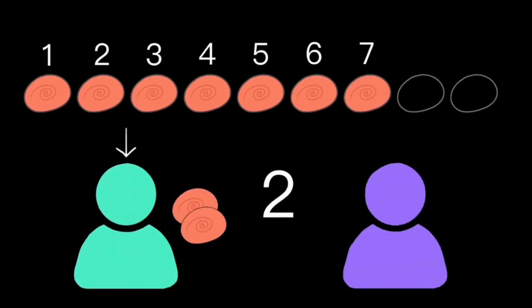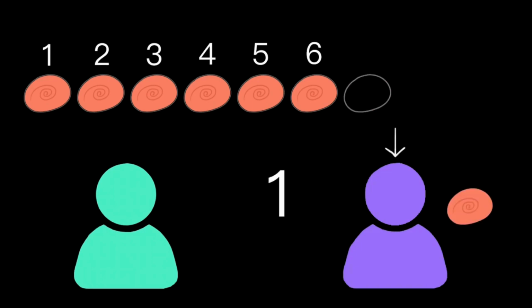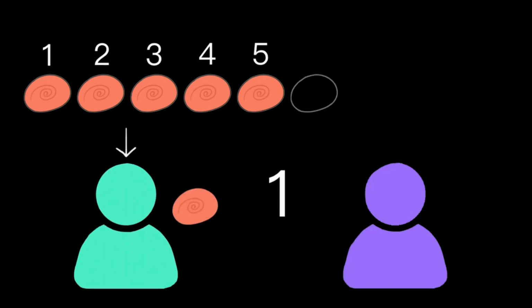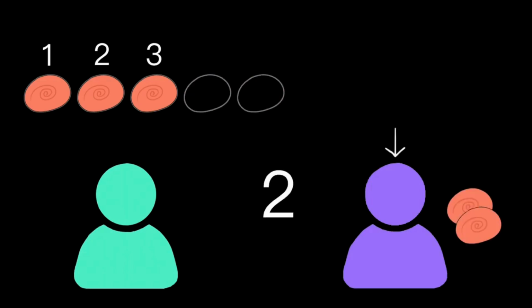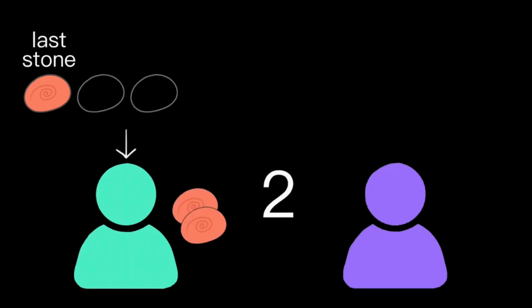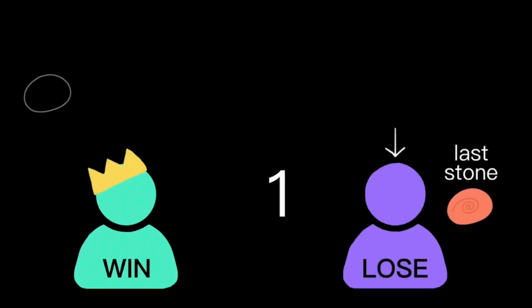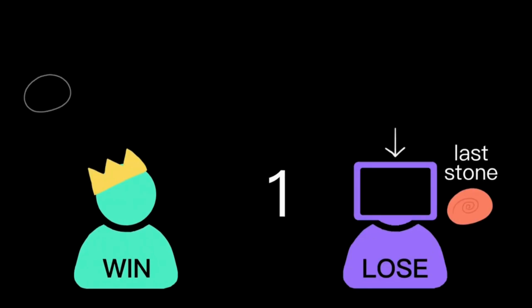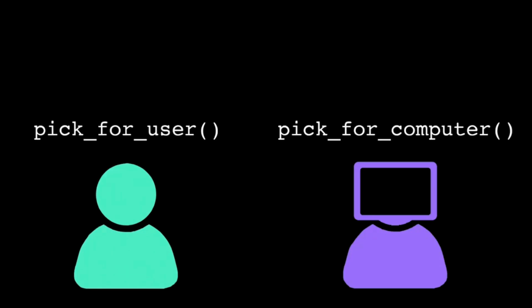We want to build a basic version of the strategy game Nim. In Nim, players take turns removing either 1 or 2 stones from a pile. Whoever removes the last stone loses. In the version we're building, we want the user to play against a computer player. That means we'll probably want a function that decides how many stones the user picks up, and a function that decides how many stones the computer picks up.